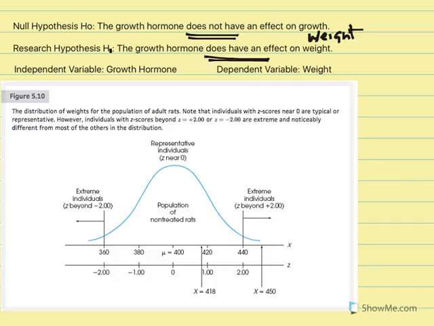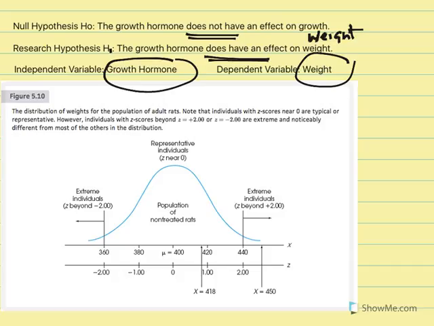The independent variable is the thing that we're manipulating, so it's the growth hormone. We're going to administer that to one rat. Normally, we'd administer it to a sample, but this is just an illustration of how we convert one X value into a Z score to determine if this is noticeably different. And the dependent variable is the weight. That's what we're going to measure in the end.